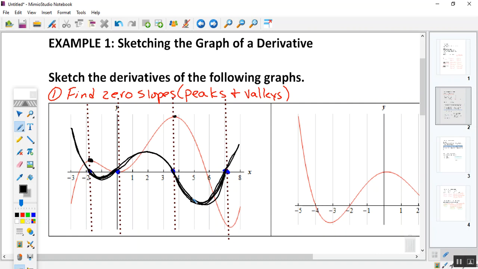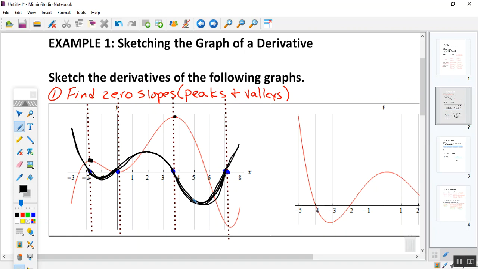So look at the red graph here. How many peaks and valleys did you have? We had 1, 2, 3, 4. Take a look at what I've done with the derivative here in black now. 1, 2, 3. Is it 1 less than what we started with?